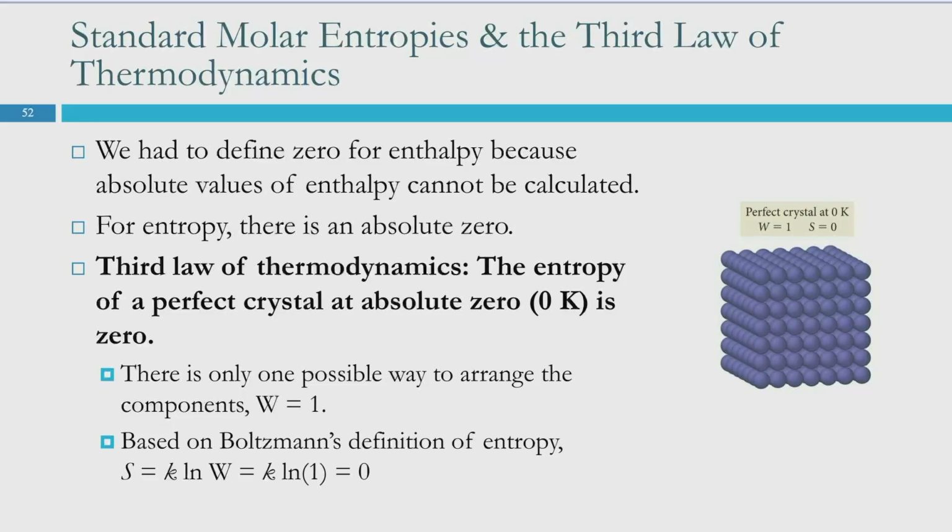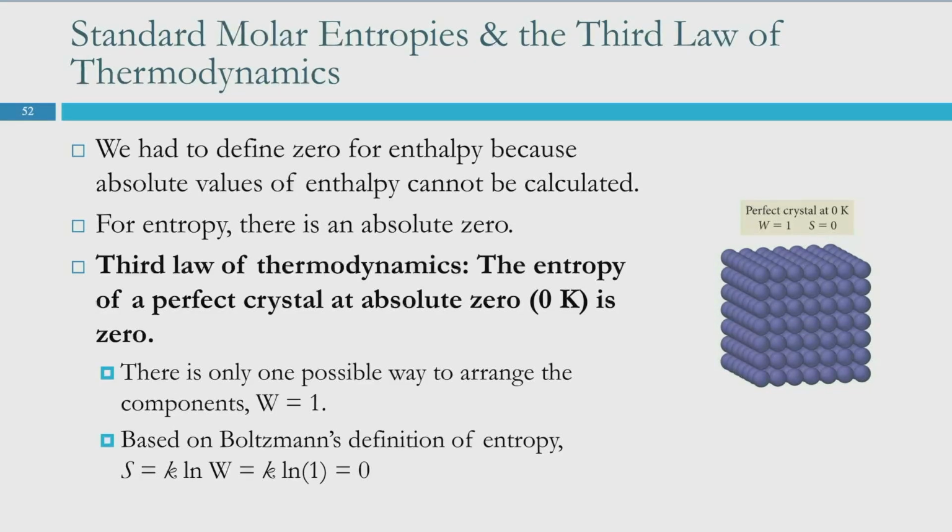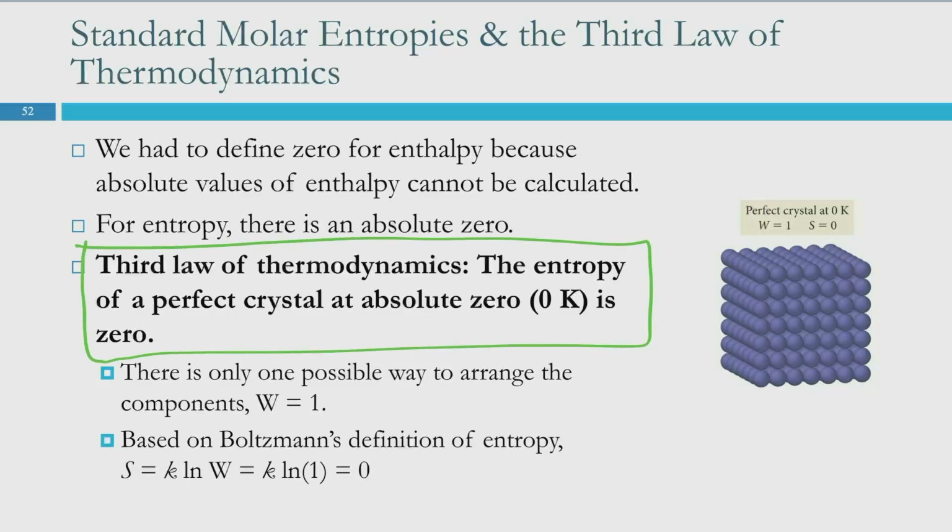For entropy, there is an absolute 0 value. So we can actually have a solid concrete reference point, which is our third law of thermodynamics. The entropy of a perfect crystal, so perfectly repeating pattern at absolute zero, or as close as we can get to it, is 0. And the reason for that is because none of these particles at 0 Kelvin are going to be moving. They're all perfectly locked into place. And we only have one possible arrangement.